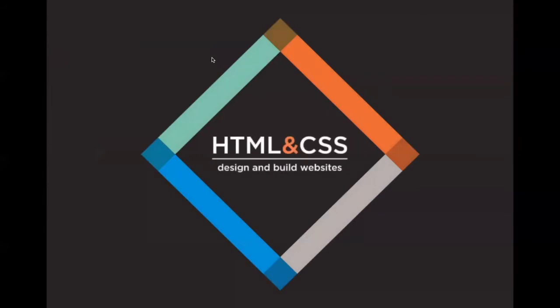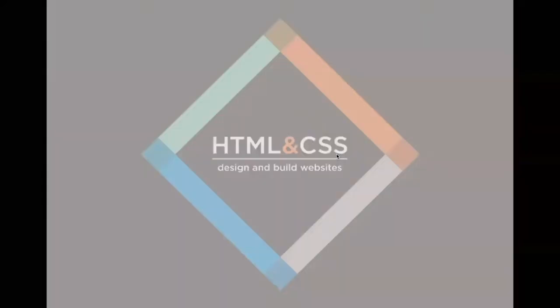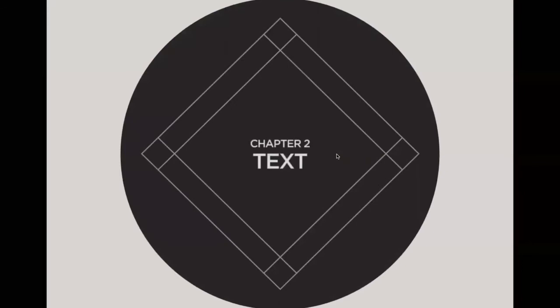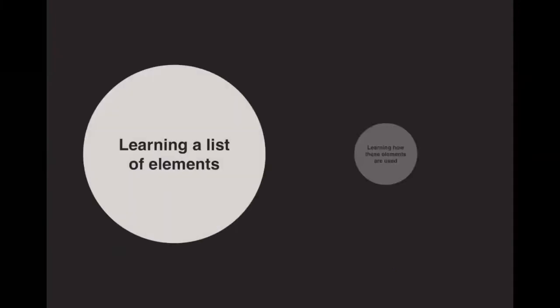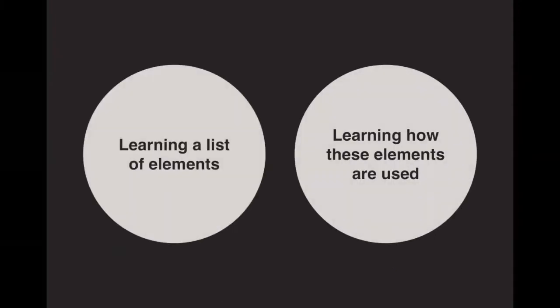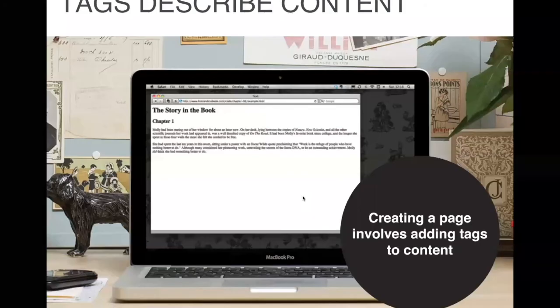Okay, so we're going to write some more code in your site. So we'll kind of go back and forth. So we're going to look at text. Learning HTML really just involves learning the list of elements, like we talked about, or tags, and then learning how these elements or tags are used and what they do. So tags describe content.